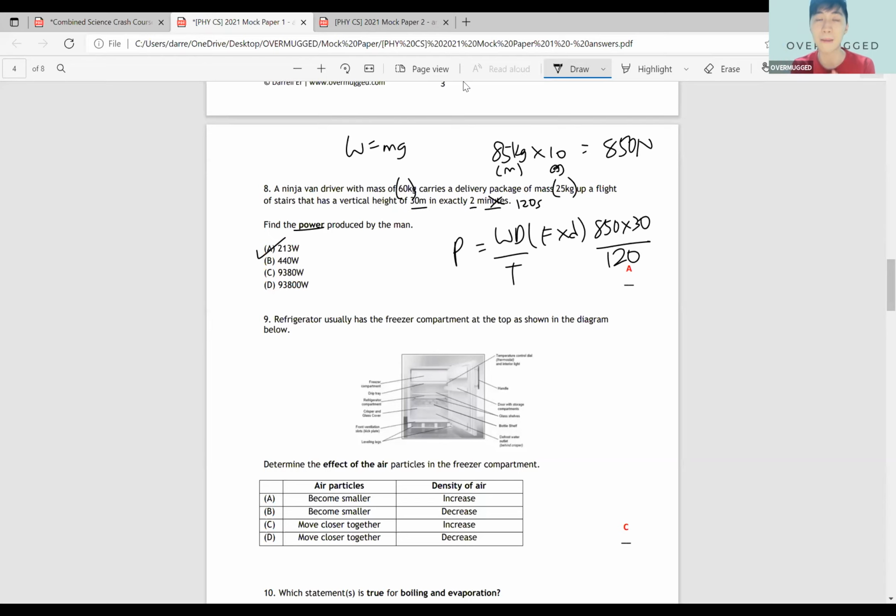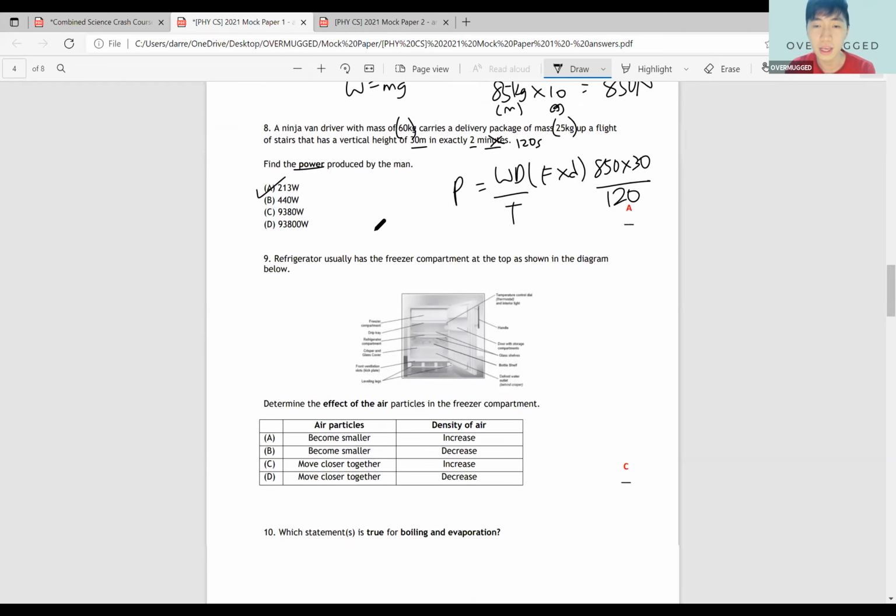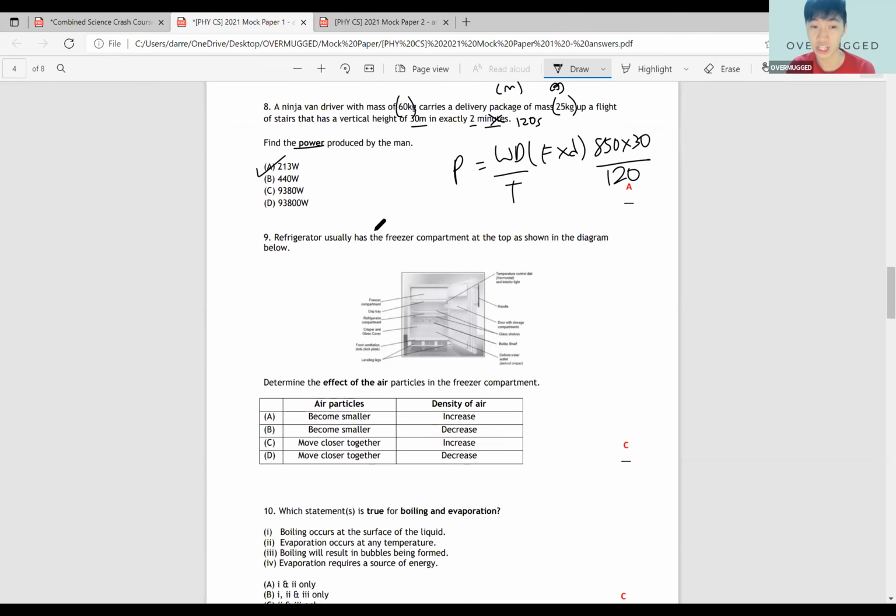So I emphasize again, power is per unit time. Unit of time is in seconds. Don't ever, ever make these mistakes. Once again, something very tricky, something quite small, in fact, but something I want you to take note of after today's session.